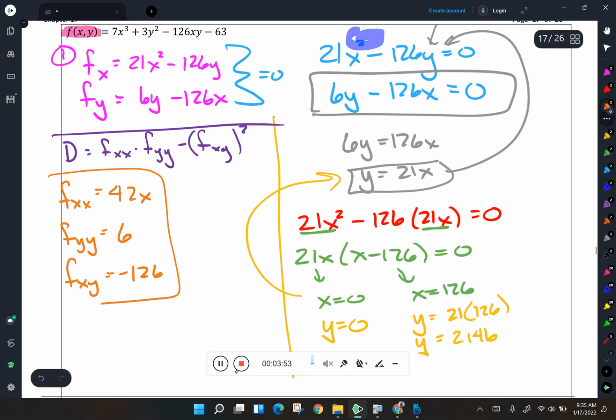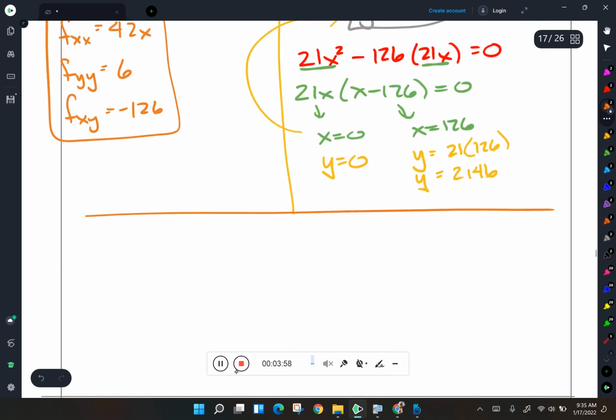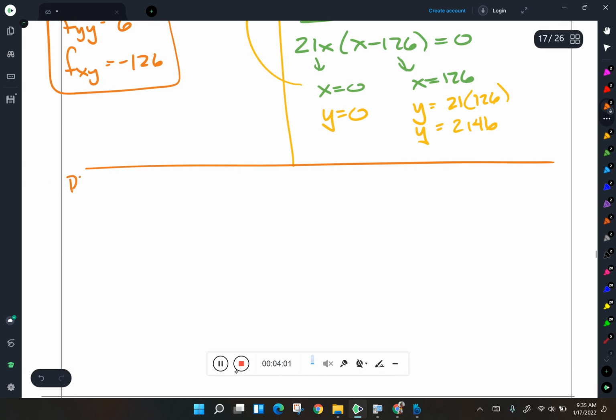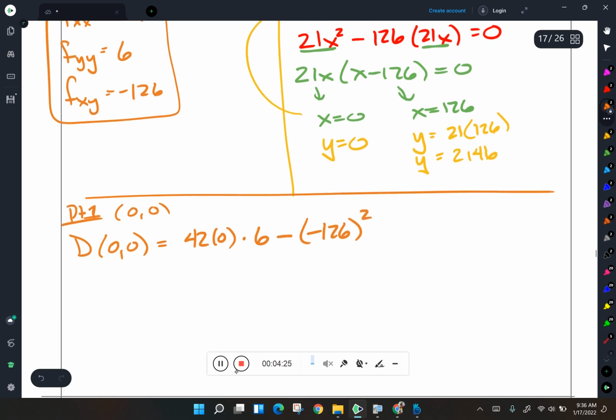Now I can use these to build that discriminant and test each of those 2 points. I'm going to call this point 1, and that's the point 0, 0. So the value of the discriminant at the point 0, 0 is going to be 42 times 0, there's f sub xx, times f sub yy minus f sub xy squared. I really don't care what that number is, but I know that based on this, it's going to be less than 0.